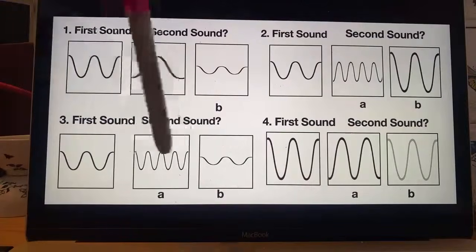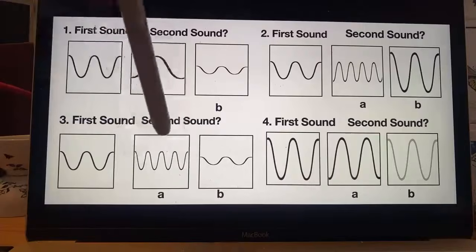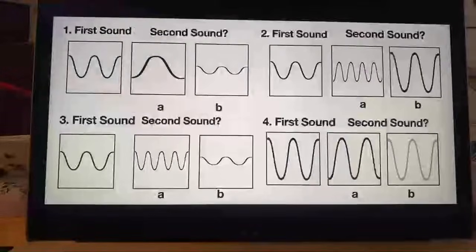It's A. That's a higher frequency, more waves per second, so a higher pitch, so a higher note. So it was A. Okay, trickiest one. Number 4. First sound. Wait, I'll make it a different note.